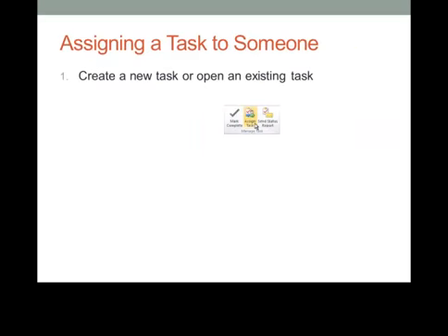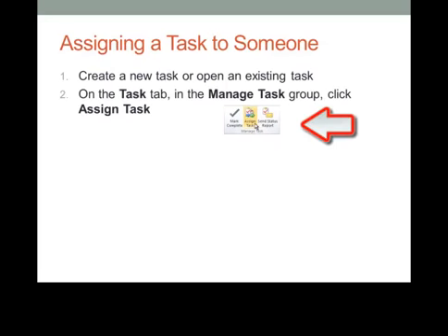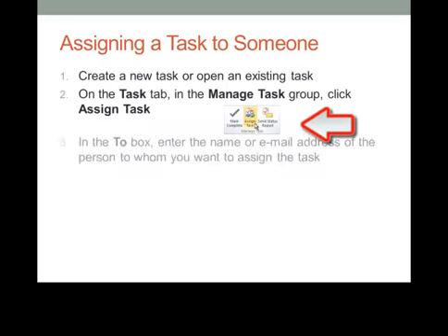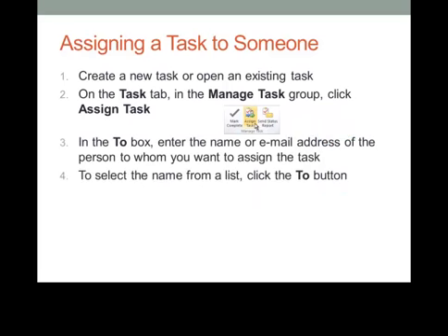You can also assign a task to someone else. To do this, create a new task or open an existing task. On the Task tab in the Manage Task group, click Assign Task. In the To box, enter the name or email address of the person to whom you want to assign the task. To select the name from a list, click the To button.